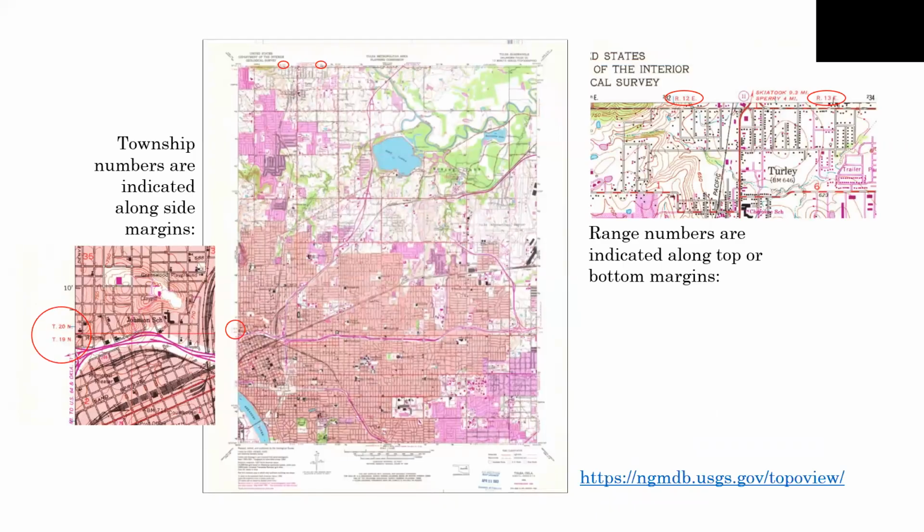On this slide, you can see an image of the Tulsa USGS quadrangle map. Township numbers are indicated along the side margins, as seen here at the border between Township 20 North and Township 19 North. Range numbers are indicated along the top or bottom margins, as seen here at the border between Range 12 East and Range 13 East. The National Geologic Map Database Project created an interactive online map where you can view and download USGS maps in the United States. The link in the lower right will direct you to this website.